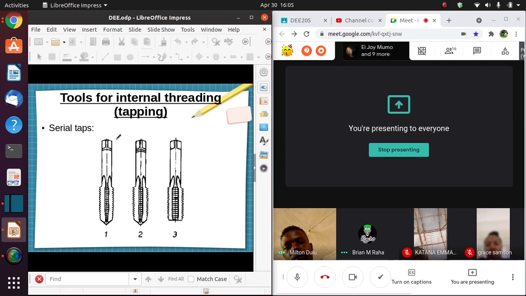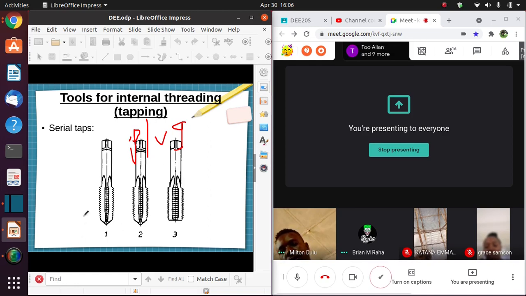So you insert the first one to do most of the cutting. That is what you start with, it does most of the cutting. Then you insert the second one, which is known as the plug tap. That does the additional cutting, but it is smoother. Its teeth are less sharp as compared to this.